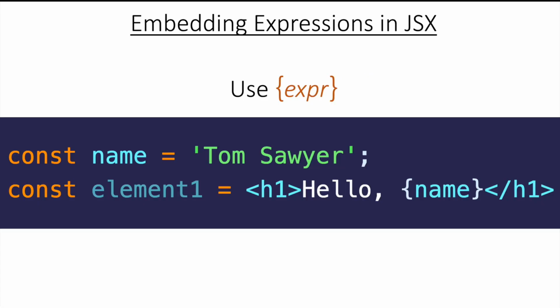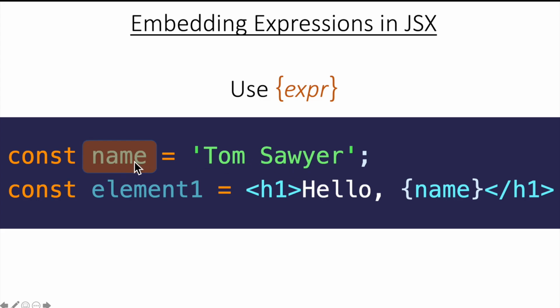Next, let us discuss how to embed expressions in JSX. The syntax for embedding expressions is we use the curly braces, and within the curly braces we place the expression. So this is the syntax for embedding expressions in JSX. Let us look at an example. Here we have const name equals Tom Sawyer, which is a string. So the expression is a string whose value is Tom Sawyer.